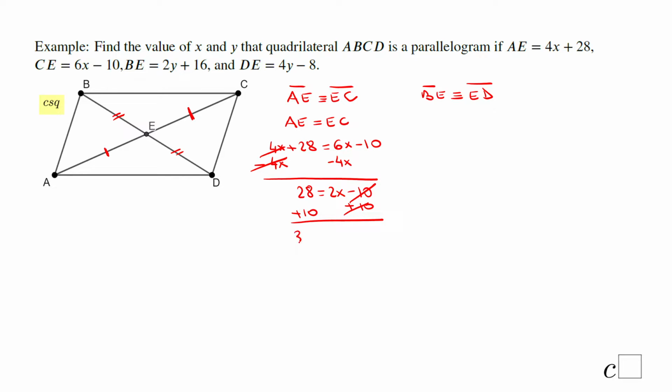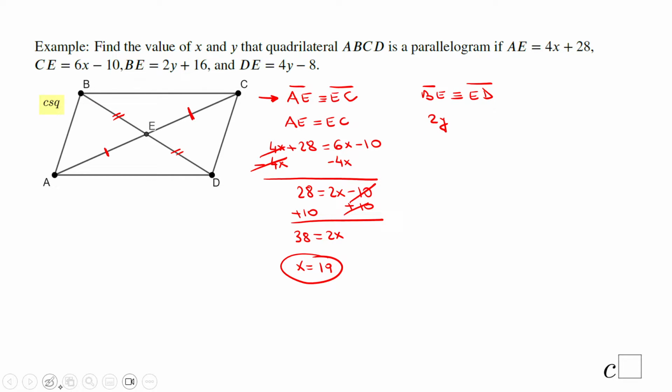And we have 38 equals 2x. And x equals 19 if we divide by 2, right? So if x equals 19, then this statement is accomplished. So now let's go to the second statement where we have BE, which is 2y plus 16.